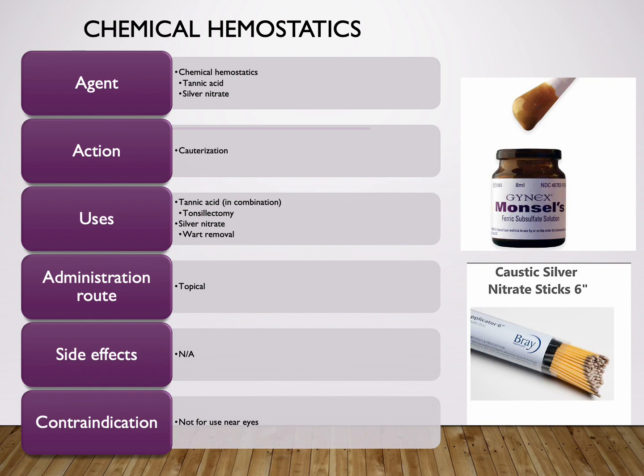Silver nitrate is mixed with potassium nitrate and molded into these little applicator sticks. I think they look like matchsticks. You can see them here at the bottom right of your screen. Silver nitrate effectively removes granulation tissue or common warts. I've also seen it used in GYN procedures such as D&Cs to stop bleeding of the cervix that's caused by the single-tooth tenaculum. Because silver nitrate has a caustic effect on mucous membranes, we don't want to use it in or around the eyes.